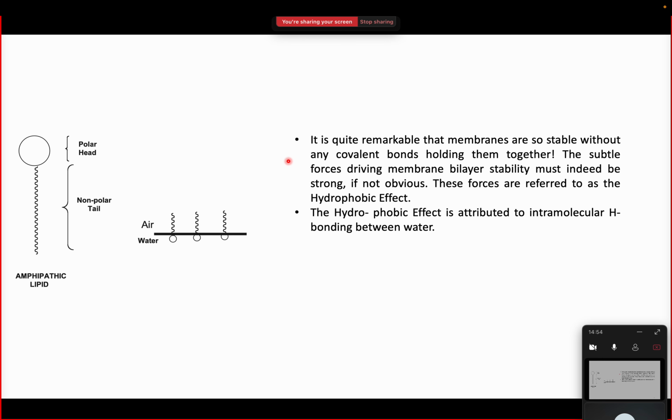So what is written here? It says that it is quite remarkable that membranes are so stable without any covalent bonds holding them together. The subtle forces driving membrane bilayer stability must indeed be strong, if not obvious. These forces are referred to as the hydrophobic effect. The hydrophobic effect is attributed to intermolecular hydrogen bonding between water. So here I am introducing a new concept, right? Till now we were saying that biomembranes are lipid bilayers in nature, multiple lipids.